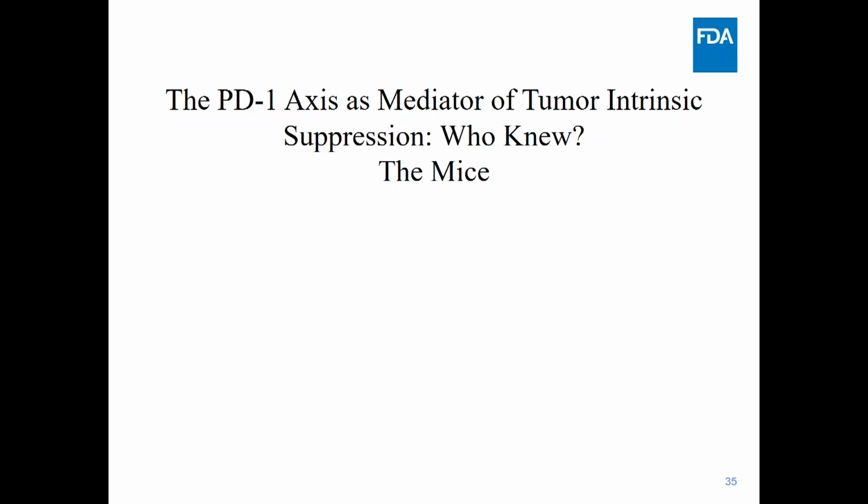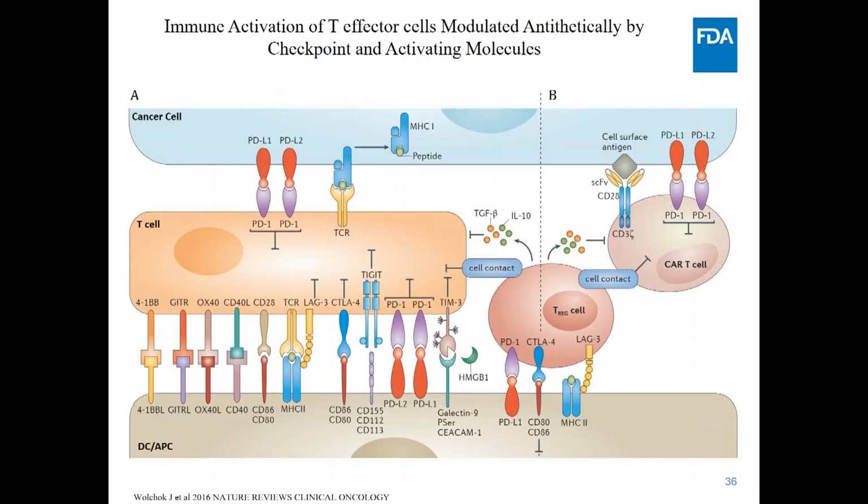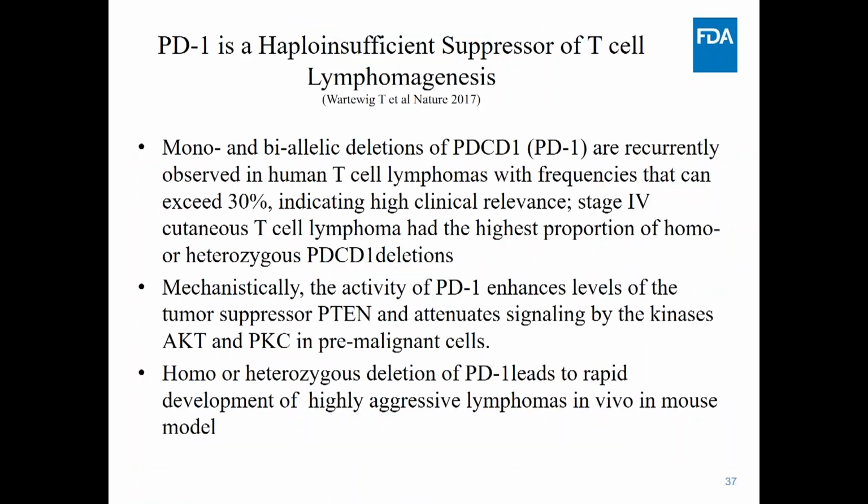Recently, it's clear that tumors have co-opted the PD-1 mechanism, and it's come to be realized that PD-1 can be a mediator of tumor intrinsic suppression. And who knew this? Well, the mice did. In this scenario, cancer cells again adopt PD-1, and it's a marker, but it is also functionally suppressing the proliferation of cancer cells.